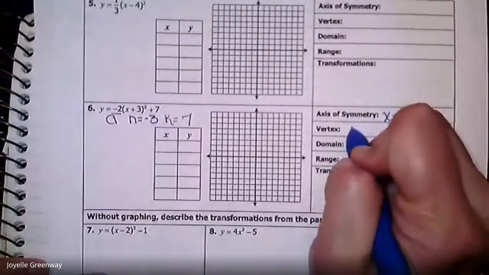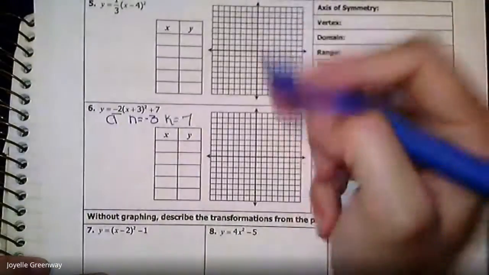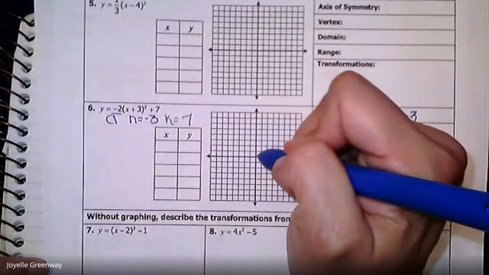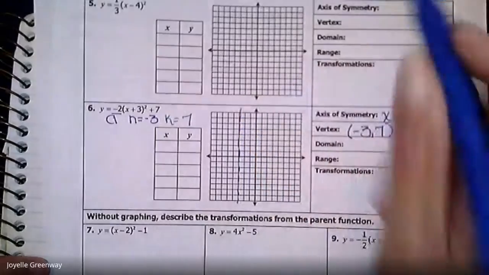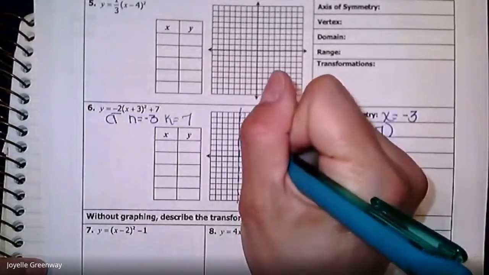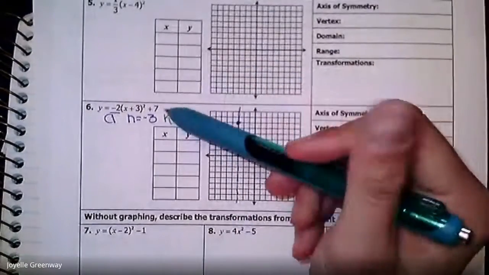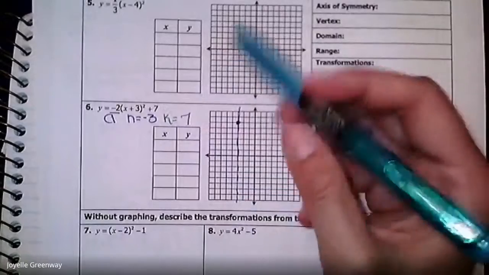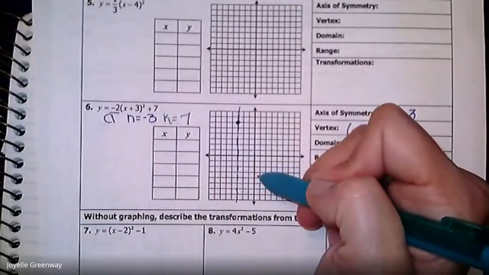And my vertex is at negative 3, 7. So let's put in negative 3, 1, 2, 3. And let's put our vertex in. Okay, so this was reflected over the x-axis, because my a is negative. So that means it's going to open down.